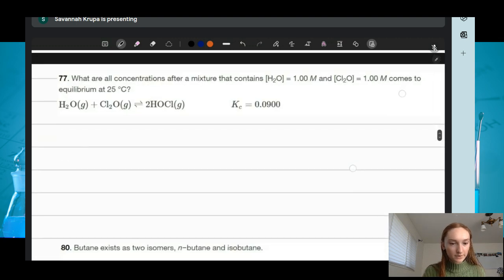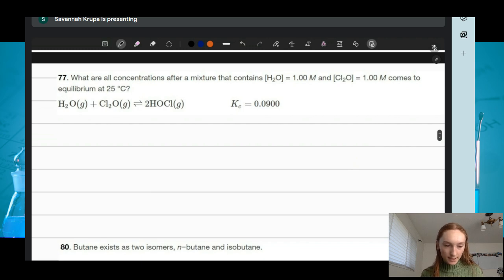So this will be problem 77. And this reads, what are all the concentrations after a mixture that contains water at 1 molarity and Cl2O at 1 molarity comes to equilibrium at 25 degrees Celsius? And this is the Kc constant.